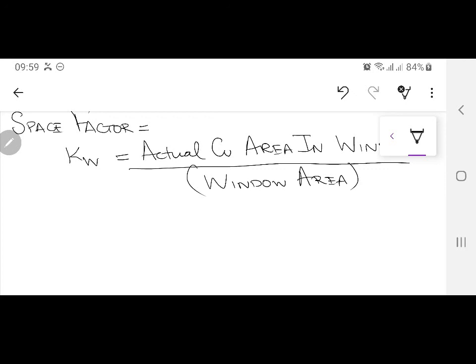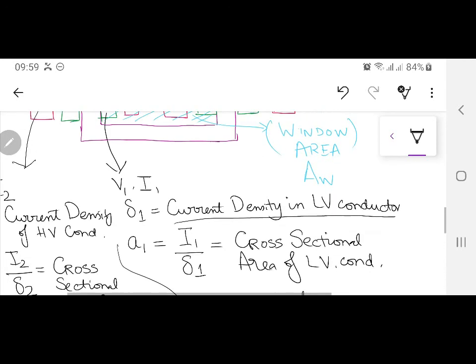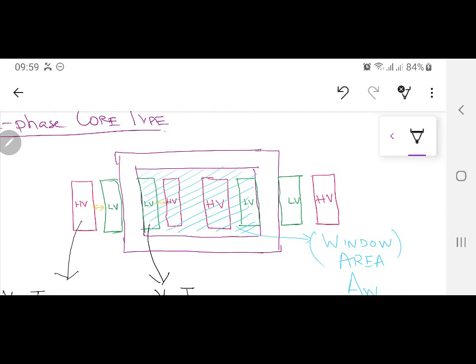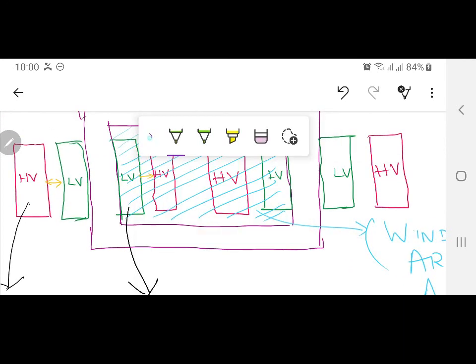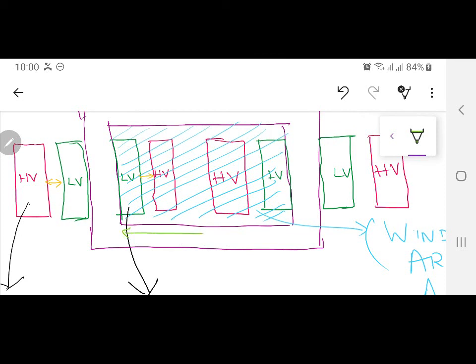If you have a simple transformer, 200 or 220 volt to 12 volt, something like this, then the Kw factor can be 0.9, something like that, no issue. Because here what is Kw? It is the actual copper area, how much copper area is inside this shaded blue color region, divided by the total area that is available over here. Now this total area will come at a little later stage, but I am just giving you this one height or this one.